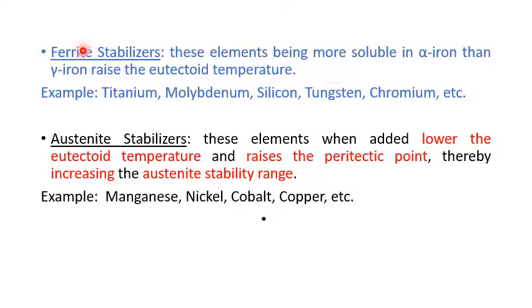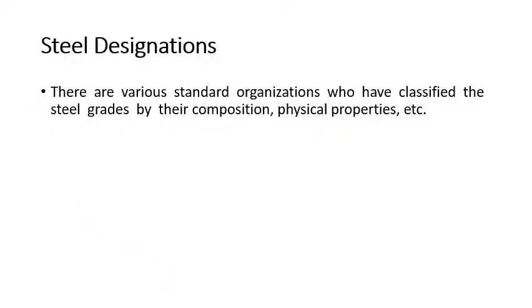In order to have that, you need to add these alloying elements into the steel. So we call them in two categories, ferrite stabilizers as well as austenite stabilizers. Now, once we know what the alloying elements are and what their effects on the steel are, the last part is how we are going to designate the steels in different categories.